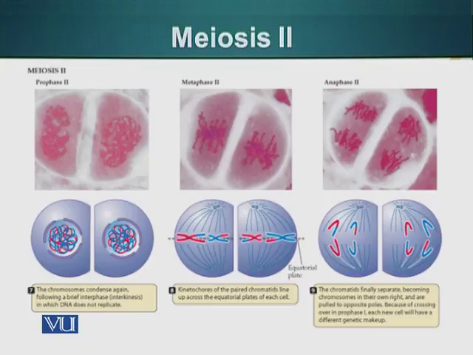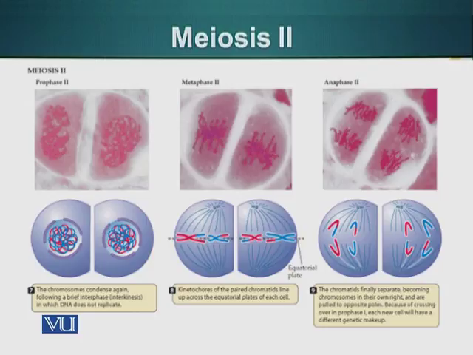Remember, we talked about this in meiosis I, that chromatids exchange parts with each other in a process called crossing over, when two homologous chromosomes are lying next to each other, the tetrad. Now in prophase of meiosis II, these chromosomes have condensed again.